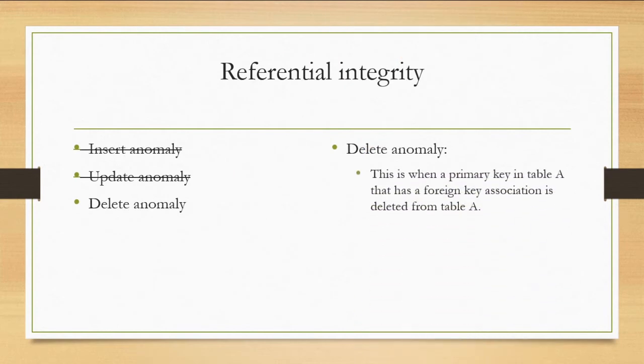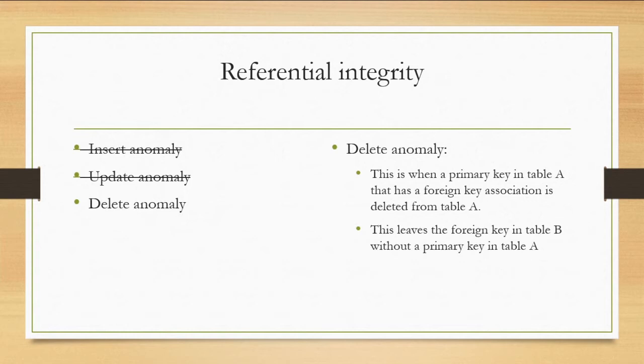Let's look at the delete anomaly. This is when a primary key in table A that has a foreign key association is deleted from table A. In other words, we delete the linkage of table A with table B. So B does not then point to anything. As stated there, this leaves a foreign key in table B without a primary key in table A.